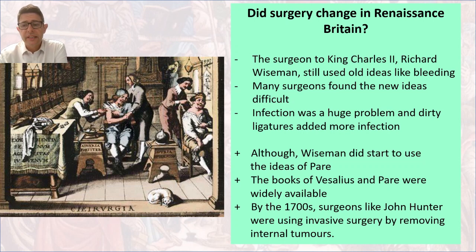So although Wiseman did start to use the ideas of Paré later on, the books of Vesalius and Paré were obviously widely available, and by 1700 surgeons like John Hunter were using invasive surgery by removing internal tumours. He was very much in the repair idea, so he had developed ideas of, rather than cutting large amounts of flesh off, actually cutting small bits off and starting to bypass around things, so that he was repairing the body.